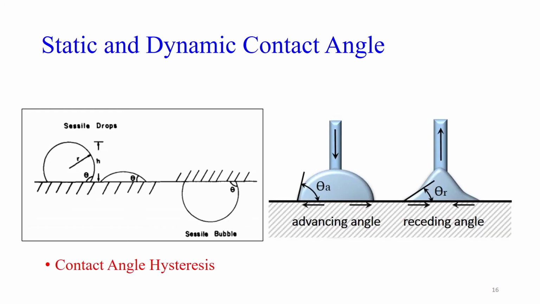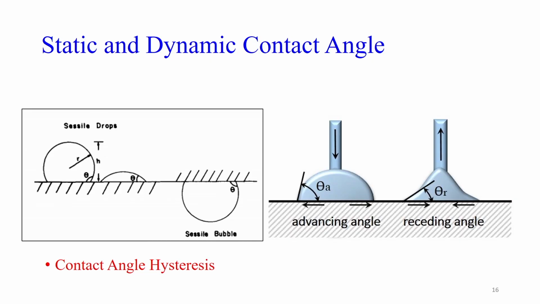Now, we talked about the static contact angle. As we said, if you put a drop of liquid, there is going to be a change in its shape, and when it reaches equilibrium, we capture it and measure the static contact angle, that is known as the equilibrium contact angle. But at the same time, we can also measure the dynamic contact angle.